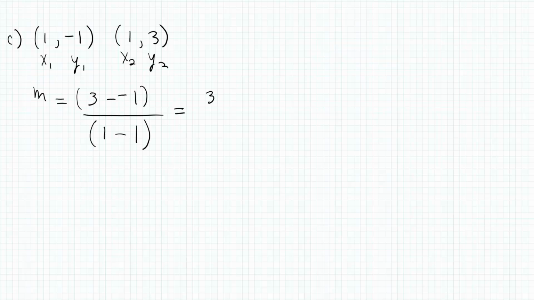So this will give you 3 plus 1 over 0, or in other words, 4 over 0, and that's undefined. And whenever that occurs, it indicates that we're dealing with a line that is vertical. So this implies a vertical line.